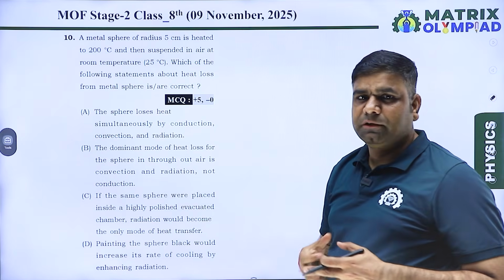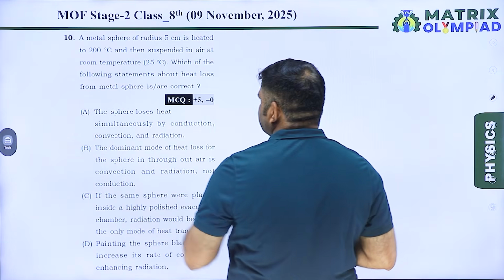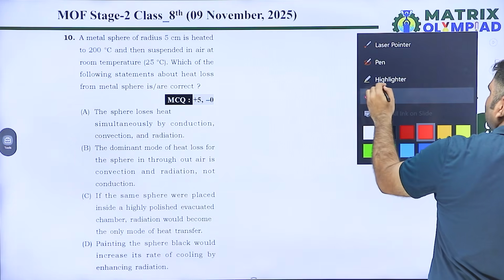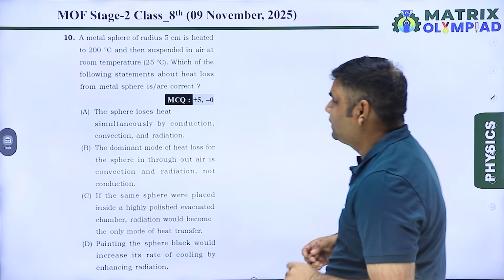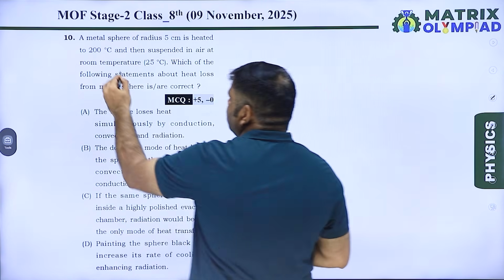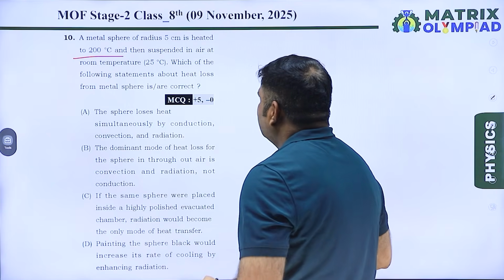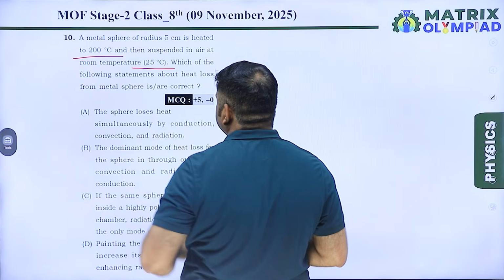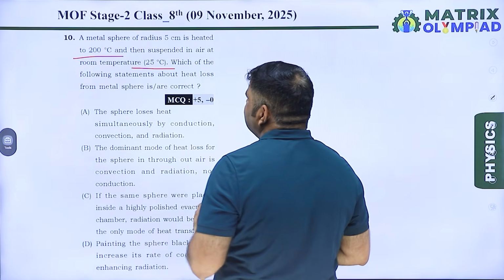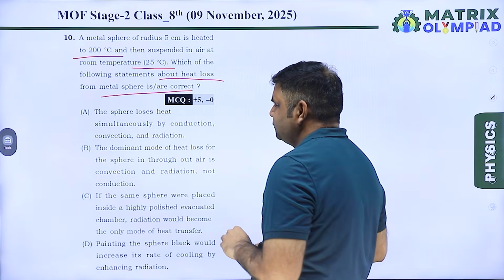10 is the last question for part physics. This is also a multiple choice type question, so more than one option can be correct. A metal sphere of radius 5 cm is heated to 200 degrees Celsius, then suspended in air at room temperature 25 degrees Celsius. Which of the following statements about heat loss from the metal sphere is or are true?